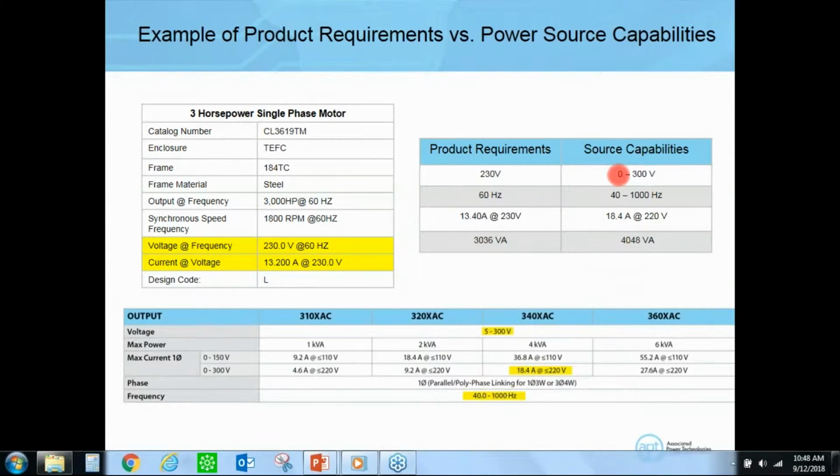Some of the capabilities of the source: 0 to 300 volts is met by 0 to 300. Frequency range is 60 hertz, and the source could do 40 to 1,000 hertz. The current requirement is 13.4 amps at 230 volts, while the source could output up to 18 amps at 220. So you're still not exceeding the max current limit, which is important to note. There are times when you may have max current listed and the source is not able to drive that max current at that particular voltage. Again, this is a 4 kVA power supply, able to sufficiently deliver a 3 kVA power requirement.